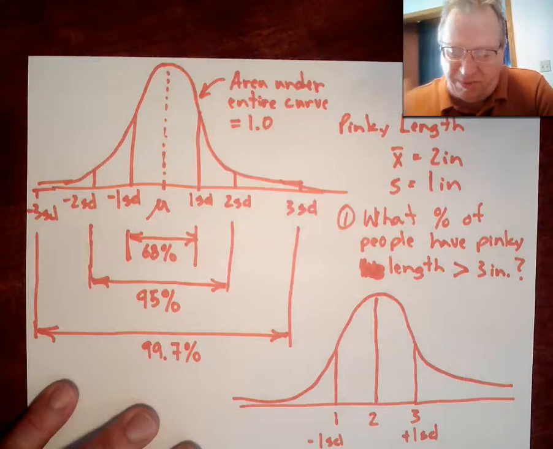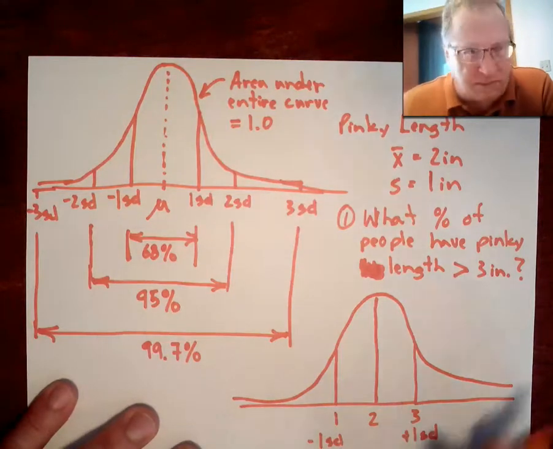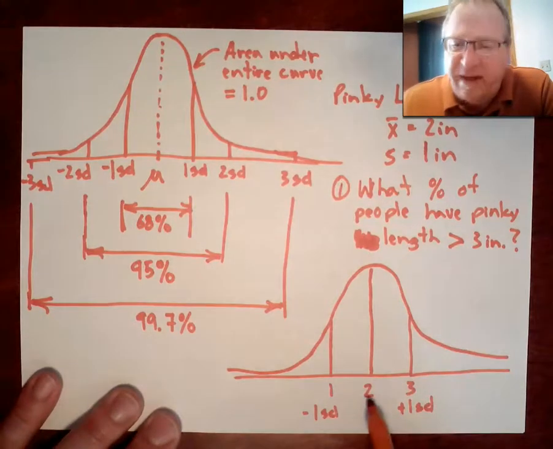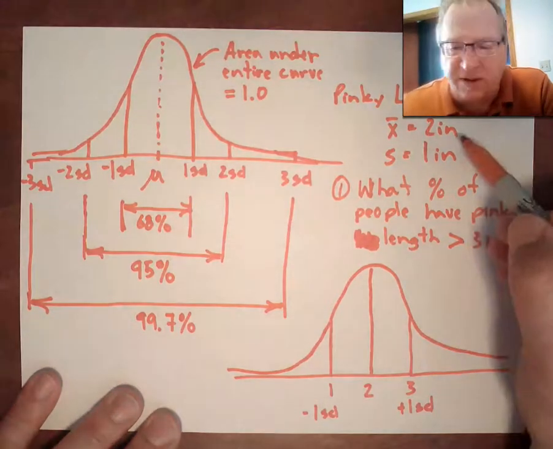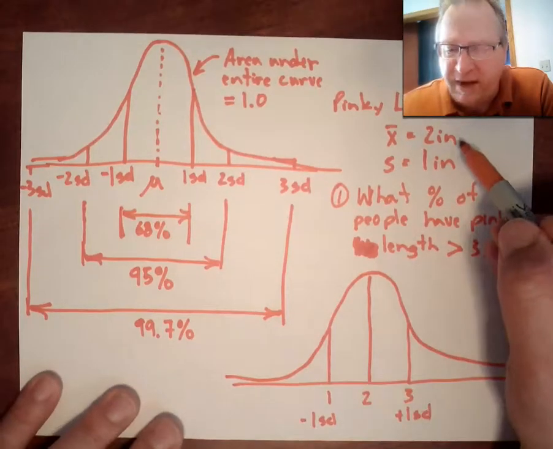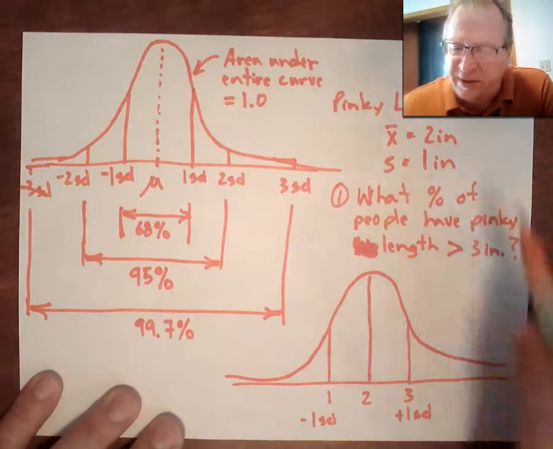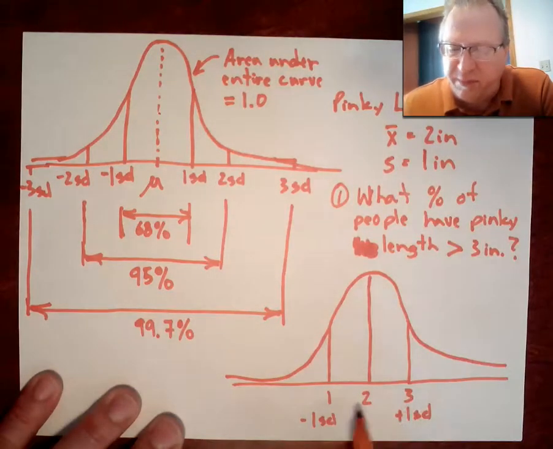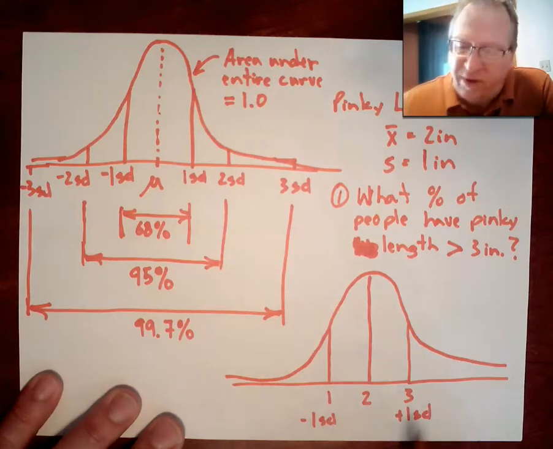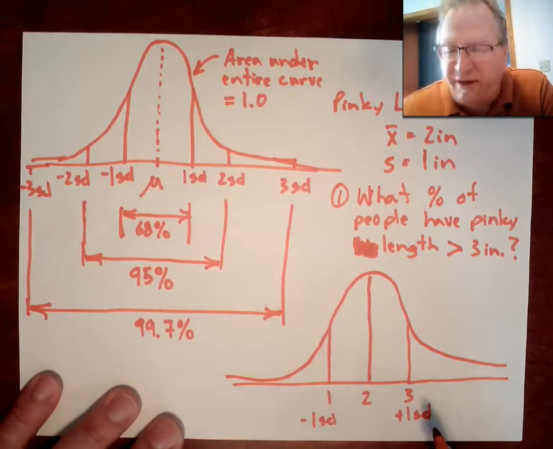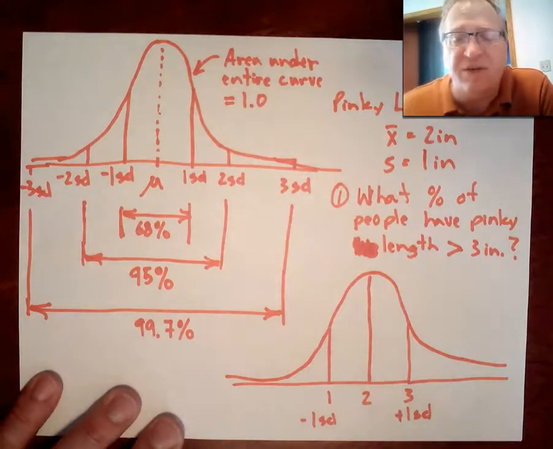Well, let's plot that. I've drawn another curve at the bottom here. And let's see, our mean is at 2. We were given that, 2 inches. That's our sample mean. And since our standard deviation is 1, I drew in the values 3 and 1, both either plus or minus 1 of our mean. And we also know something special about that, don't we? Yeah, we know that that area encompassed by pinky length of 1 and 3 represents 68% of the area.